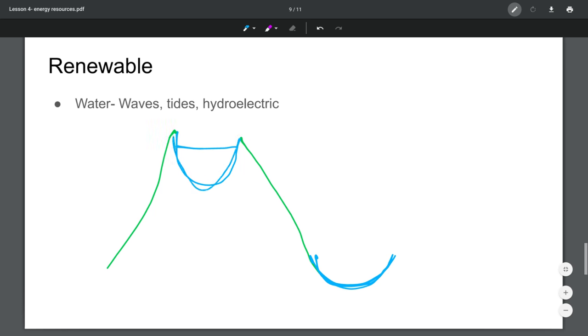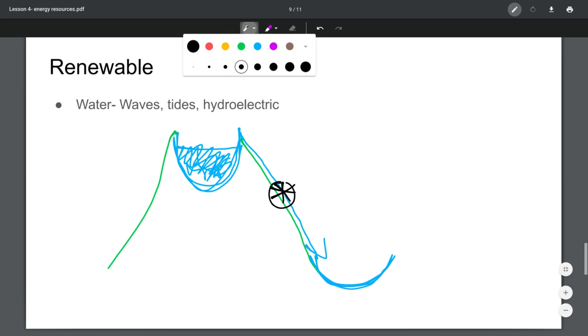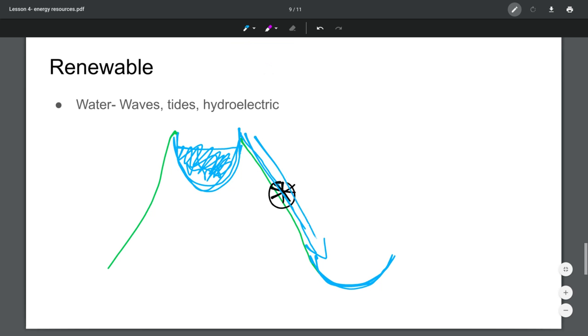And your water stays at the top here. You've got a little dam that dams the water to stop it from running down the hill. Now, when you want the electricity, you open the dam here and the water will flow down the hill to your other reservoir. In doing so, you've got your little turbine kind of here in the hill, probably a bit lower down, and the water flowing through the turbine will generate electricity because you've got a turning turbine.